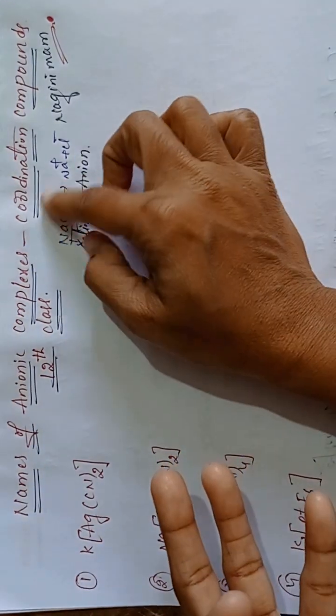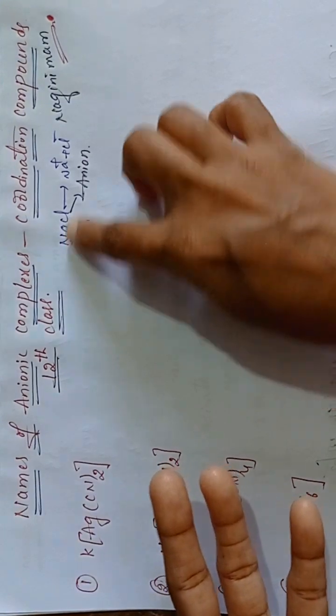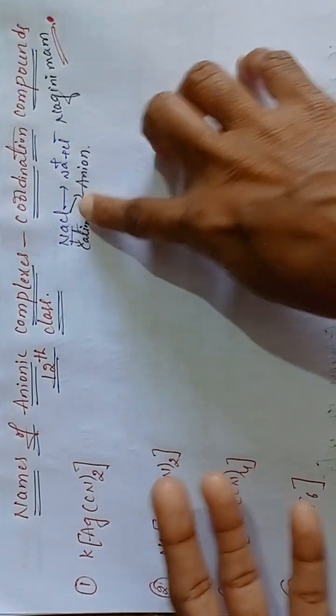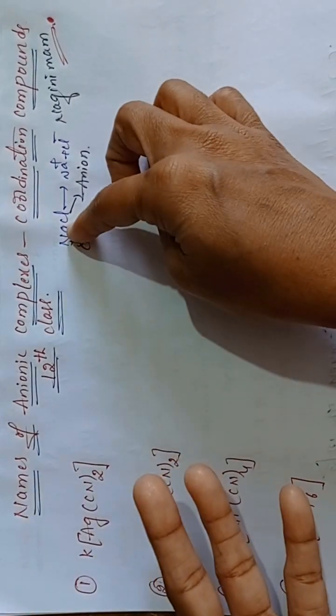That means in any salt, students, first what will be there? Cation is there, next anion is present. Just keep in your mind, in any salt, first cation, next anion.